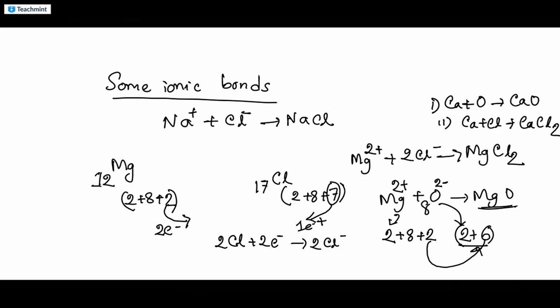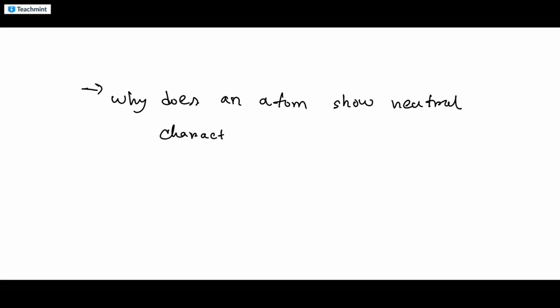Next, we will answer a very basic question. The question is, why does an atom show neutral character in its base form? Think about it for a sec. Okay, we all know about hydrogen. Hydrogen's atomic number is 1, right?